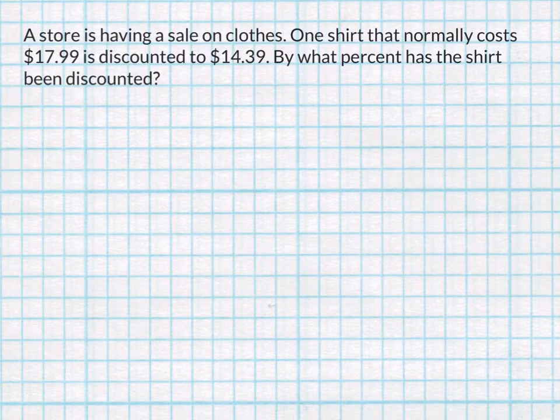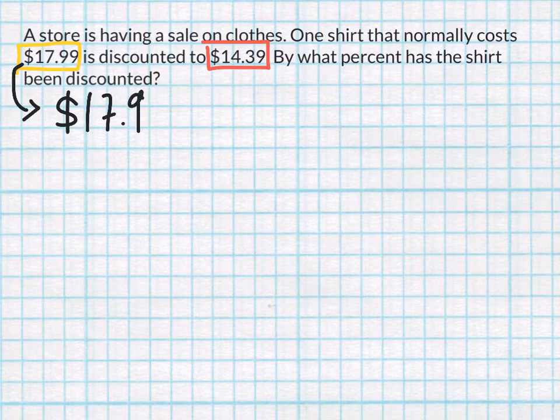All right, so a store is having a sale on clothes. One shirt that normally costs $17.99 is discounted to $14.39. By what percent has the shirt been discounted? Okay, so we know it starts out here at $17.99. And it ends up here at $14.39. So I'm going to know how much did it change.